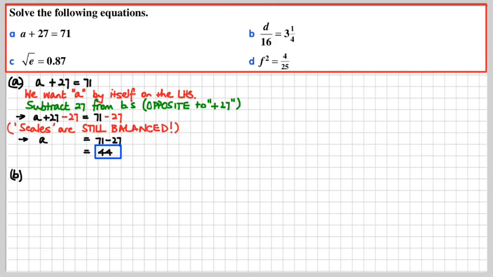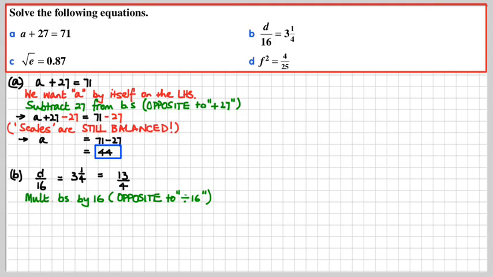Okay, here's B. This time we've got D divided by 16 is equal to 3 and 1/4. So I think we'll put that 3 and 1/4 into what they call an improper fraction, or a vulgar fraction form. Now, the way you do that, by the way, is you say 4 times 3 is 12, plus 1 is 13, and it's all over 4, okay?